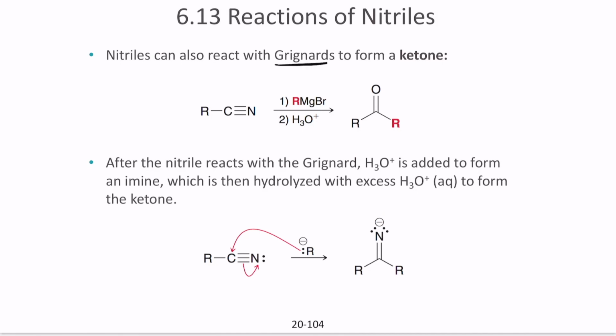When we use Grignard reagents, nitriles create ketones. The nitrogen is removed and the carbon ends up attached to the oxygen and two R groups. The R group from the Grignard reagent attaches itself to the carbon, creating the Grignard reaction.